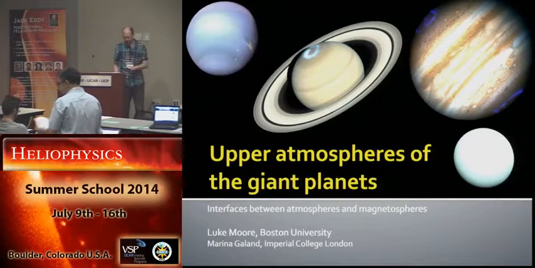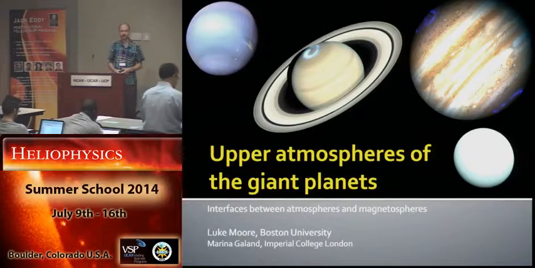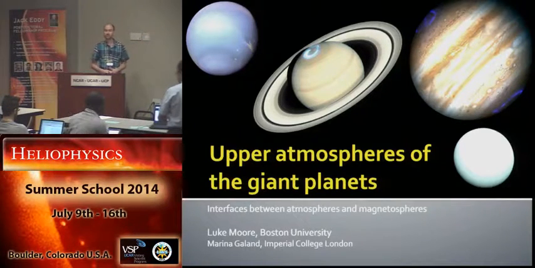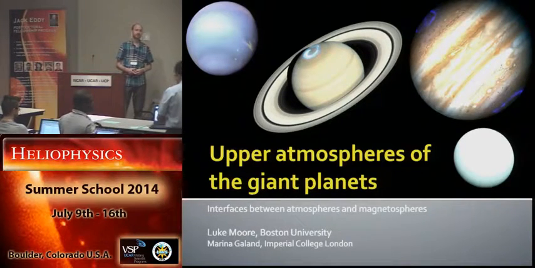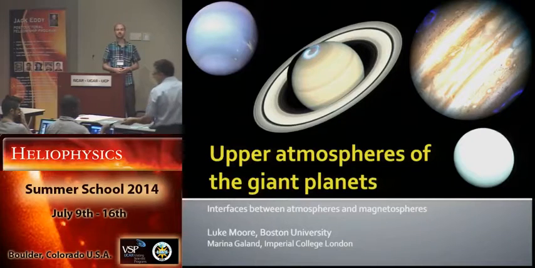So now that we've heard back from the giant planets, might as well get started, and I'll try to make up some of that lost time. My name is Luke Moore. I'm a research scientist at Boston University, and I primarily do modeling of planetary ionospheres, in particular Jupiter and Saturn.